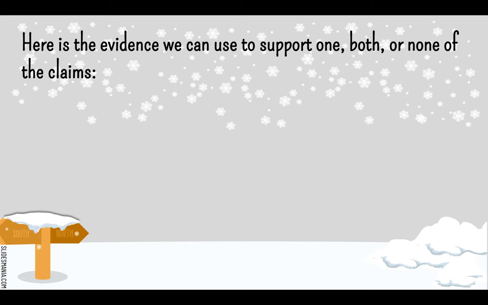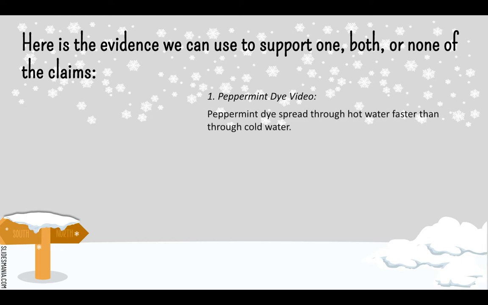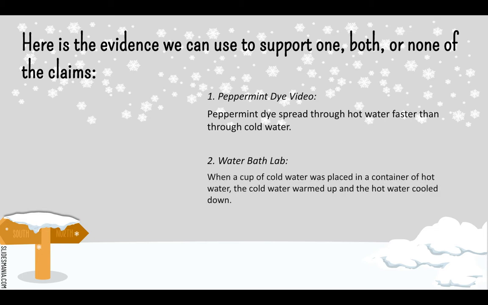Okay, so the first piece of evidence is the peppermint dye video from earlier this week. That was the one with peppermint candies in the saucers of different temperature water. The peppermint dye spread through the hot water faster than it spread through cold water. That was the evidence from that. We also have evidence from the water bath lab. This is when we were placing containers of different temperature into larger containers. For example, we put a cup of cold water in a container of hot water and left it for a while, and the cold water warmed up and the hot water cooled down.